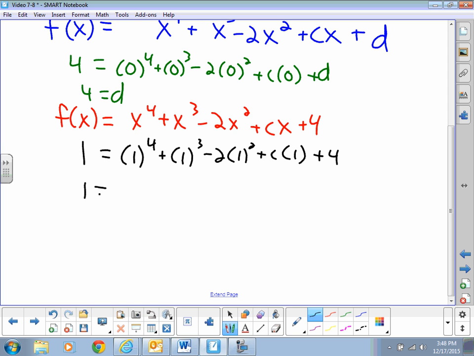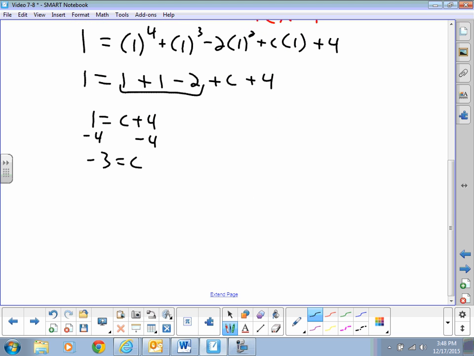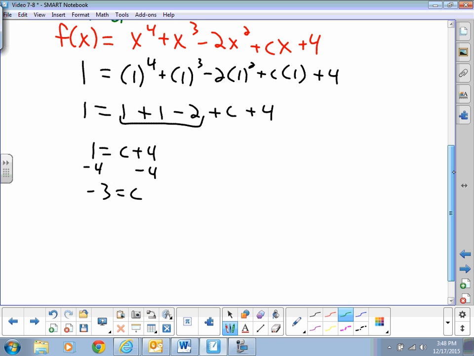So this is going to give us 1 equals 1 plus 1 minus 2 plus c plus 4. That part adds to 0, so we'll have 1 equals c plus 4. And when we subtract our 4 over, we will get negative 3 is equal to c. So to finish out our problem, our actual function for f of x is x to the 4th plus x cubed minus 2x squared minus 3x plus 4.